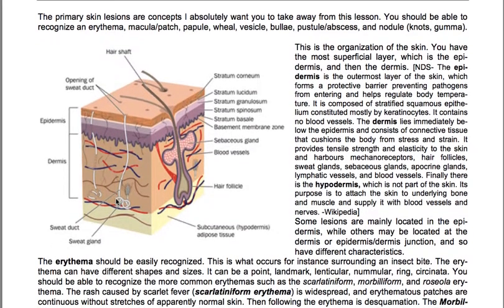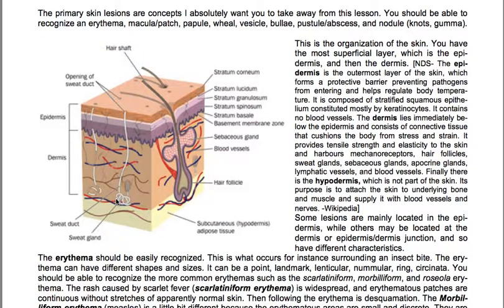The primary skin lesions are concepts I absolutely want you to take away from this lesson. You should be able to recognize the erythema, macula, patch, papule, wheal, vesicle, bulla, pustule, abscess, and nodule, like knots, and gumma. This is the organization of the skin.